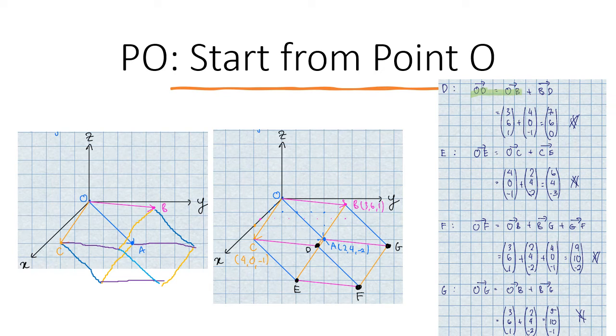So we start with OB, which we already have, 3, 6, 1. And then we want to head to D, but we don't have D. But remember, they're the same vector as OC. And OC happens to be 4, 0, -1, which is also its position vector, so we can add directly. So we get 7, 6, 0. Repeat the same process for each point, and you'll get all 4 coordinates.